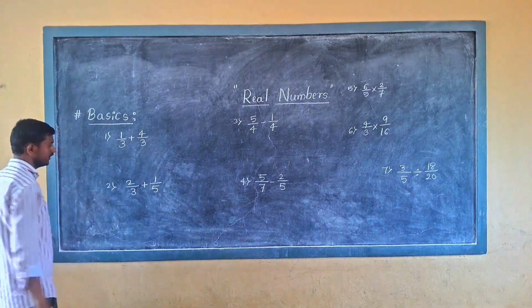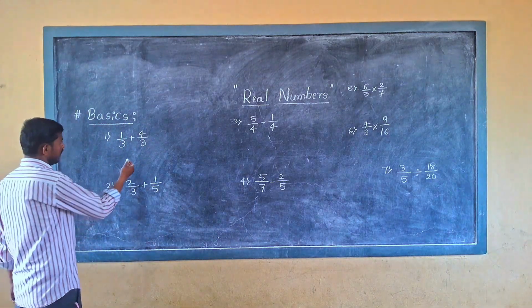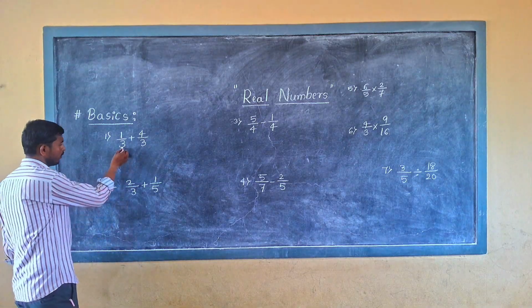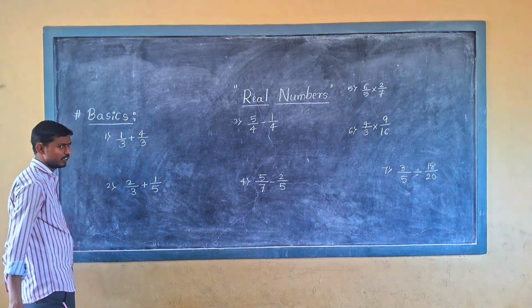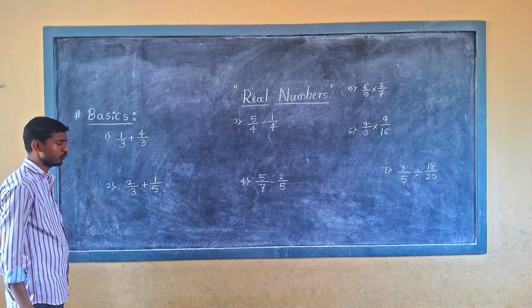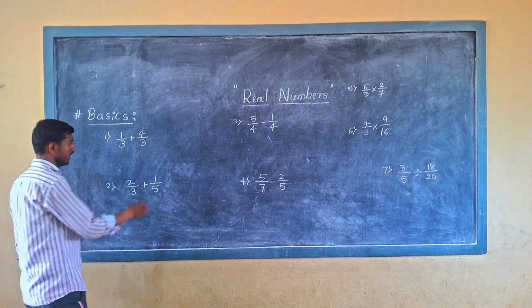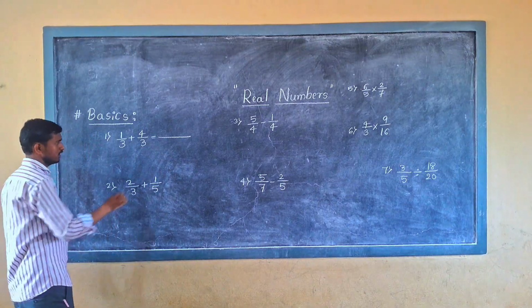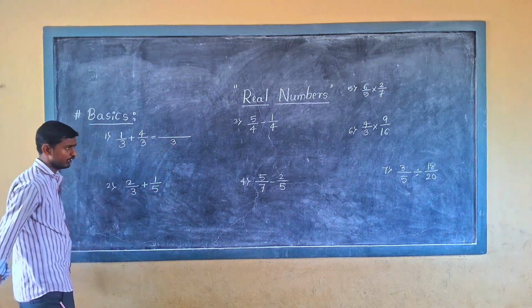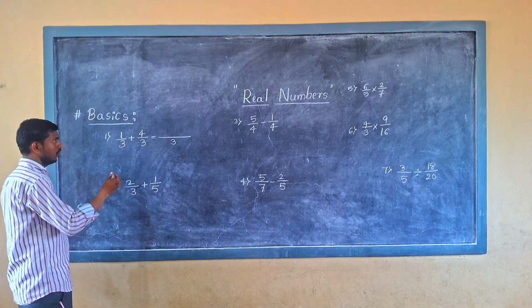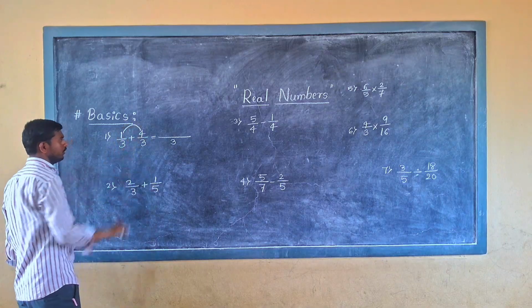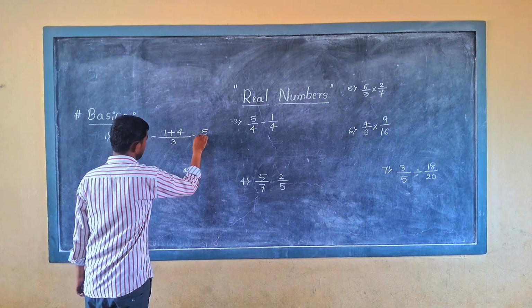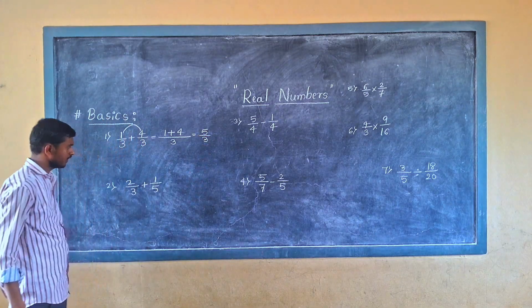Fractional addition. First we check how it is. Here the denominator is 3, here also the denominator is 3. If the denominators of two numbers are the same in addition, the LCM of both numbers is again that number only. If the LCM is the same, we just do it straight. 1 plus 4 is 5 upon 3.